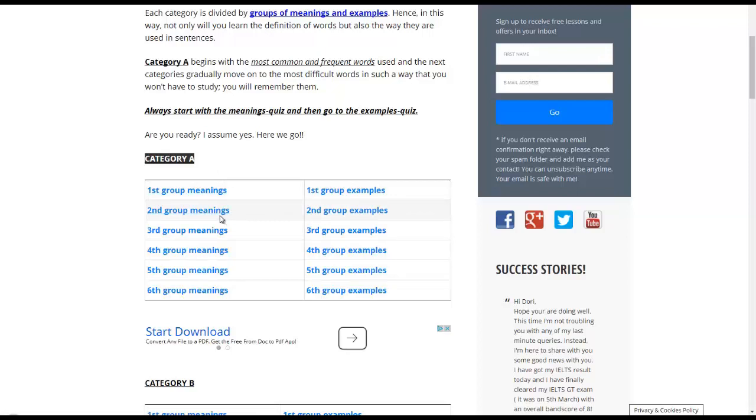So now what you're going to ask me? Well, in every category there are quizzes. There are quizzes of meanings, as you can see here on the left. Let's talk about meanings first. In these quizzes you choose the definition of a word, and in this way you learn it if you don't know the word. So let's go and see in practice what I mean.